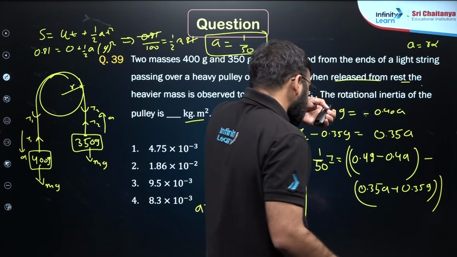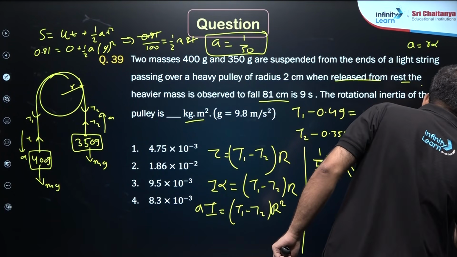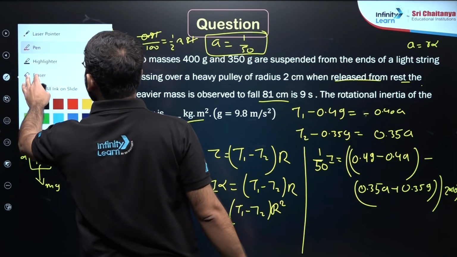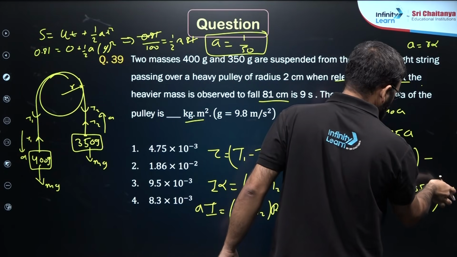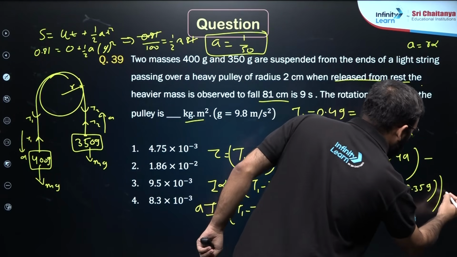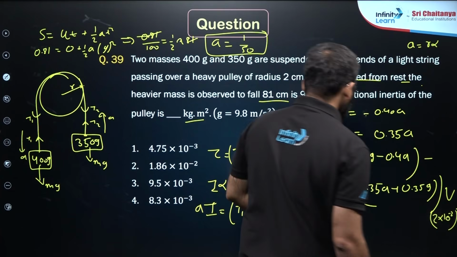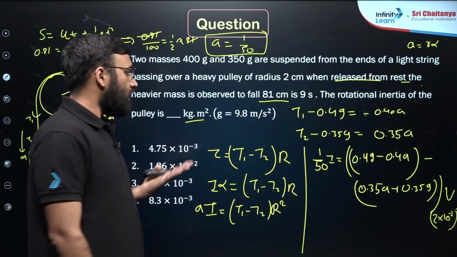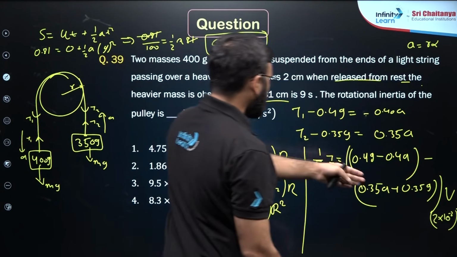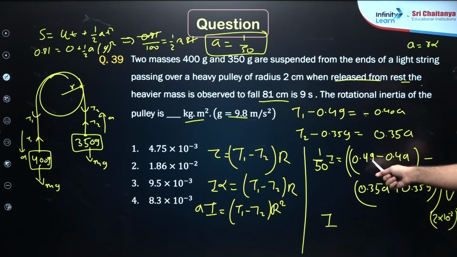Okay, and what is my radius of this one? That is 2 centimeters. So 2 into 10 to the power minus 2, square. I am just writing here 2 into 10 to the power minus 2 square. Okay, g you can put 10, oh sorry, 9.8, and a you can put 1 upon 50, the radius is there, and you can also multiply by 50. So I am just doing the calculation.